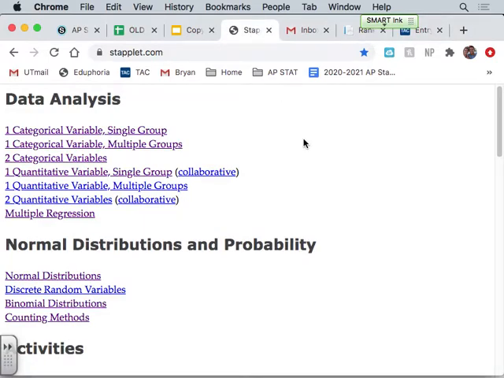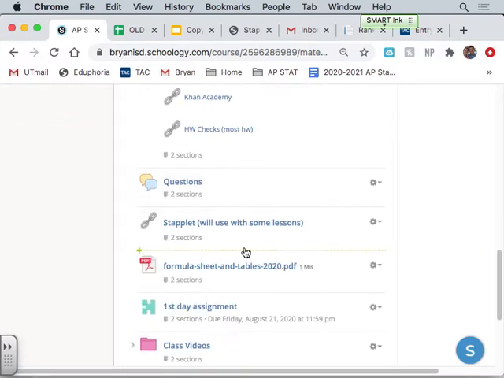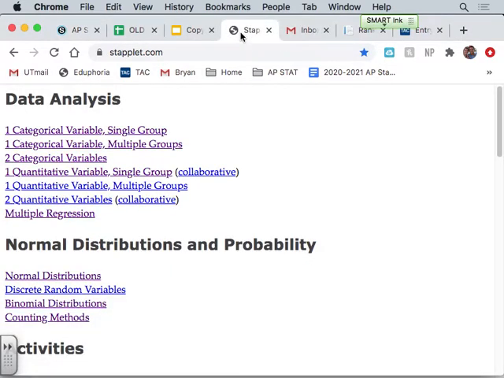So if you go to Schoology, and then it's in here, so it says Staplet. If you click on that, we're going to use this today and then every so often throughout the year. What it does is it helps us easily graph stuff quickly and get a visual representation.